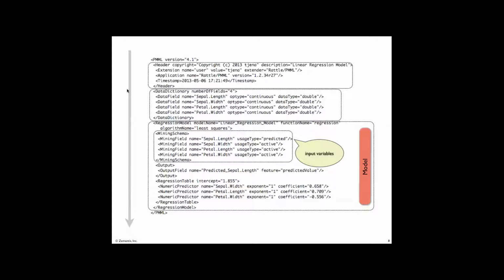As I mentioned, the data dictionary is next. That's the variables expected, and then that's the model itself. In the model here, you can see the model name, the mining schema, which tells you what variables to expect and how to handle them. It's not part of this model right here, but you can have information on, for example, the usage type information. And then, the model itself, regression table. So just a quick, simple example we will compare to later with the transformation information.